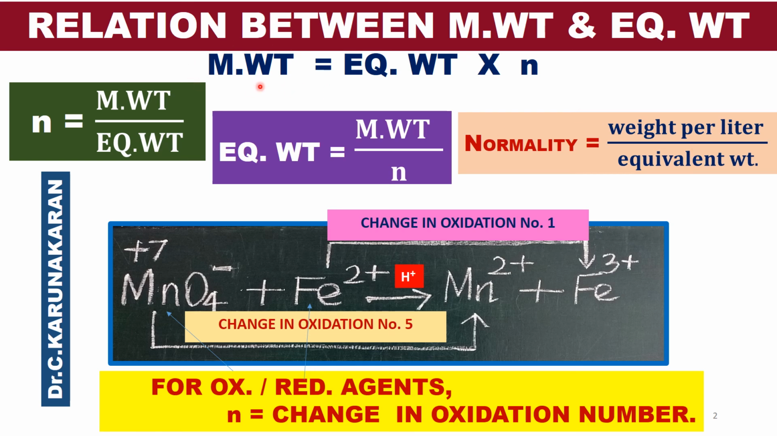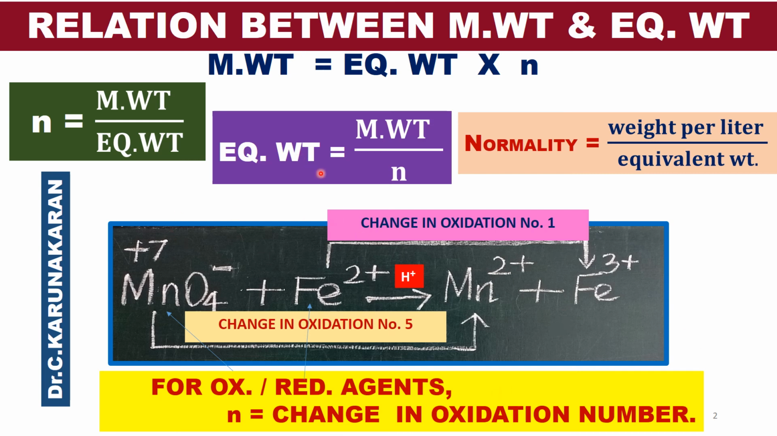What is the relation between molecular weight and equivalent weight? Molecular weight equals equivalent weight times N. Here, for acids, N is basicity. For bases, N is acidity. For oxidizing agents and reducing agents, N equals the change in oxidation number.